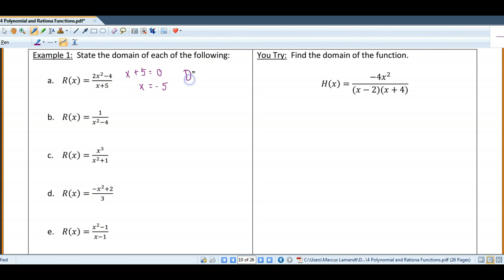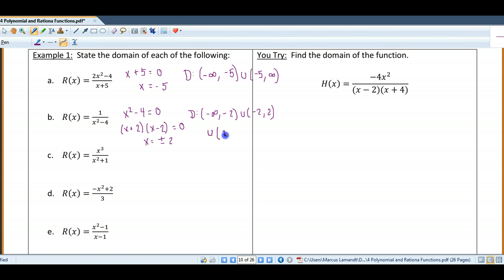So the domain is from negative infinity all the way to negative 5, and from negative 5 all the way to infinity. For this one, if I set this equal to 0, you factor this. This is x plus 2, x minus 2. Hopefully you guys remember your difference of squares. So x equals positive negative 2. So the domain is negative infinity to negative 2, negative 2 to 2, and 2 to infinity.